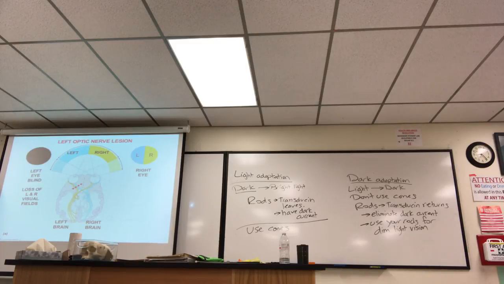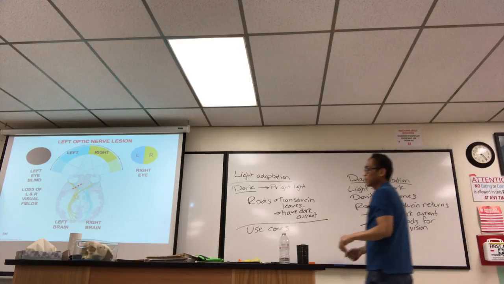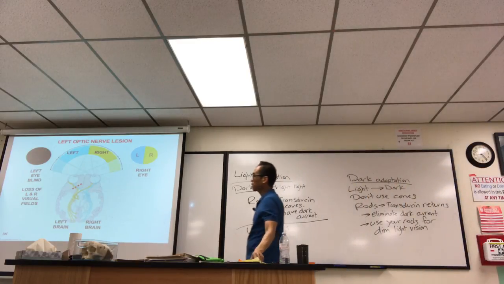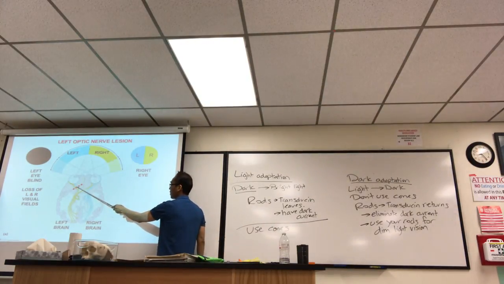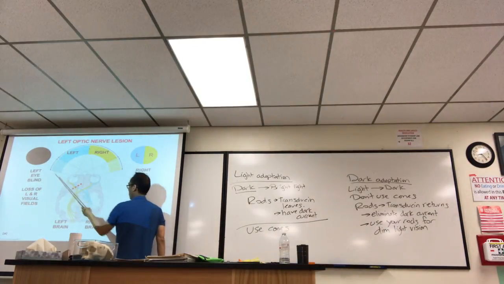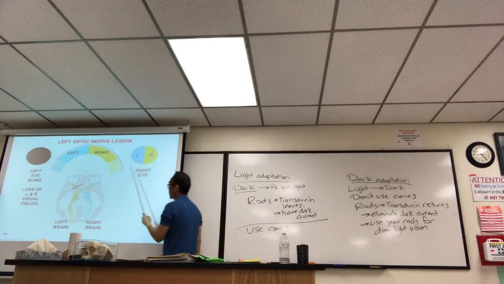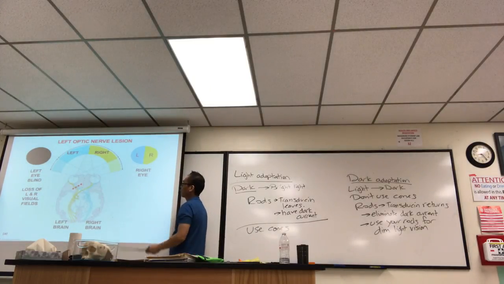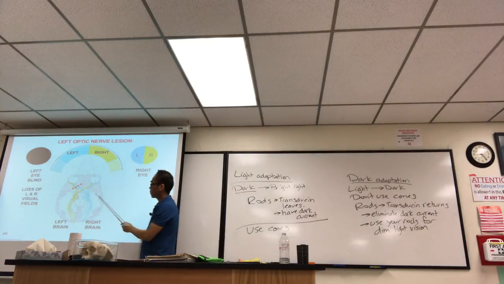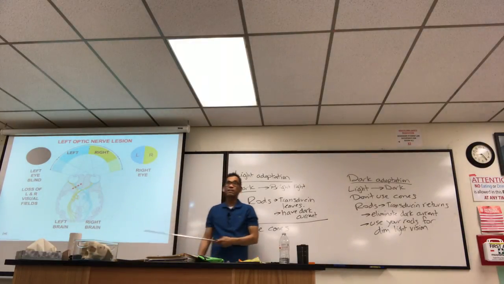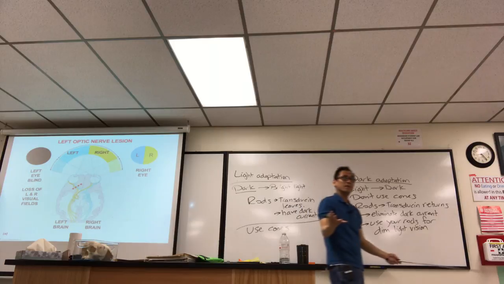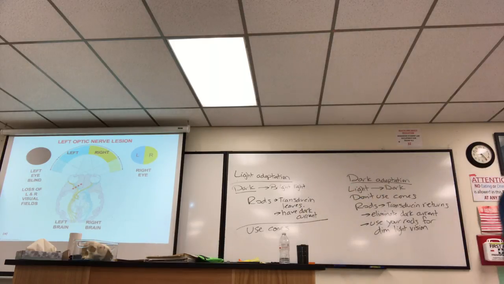See where I have the red line? Let's say, for whatever reason, you're blind in this eye, that you lose information from right and left visual fields in the left eye. However, you retain left and right visual fields for the other optic nerve. If you wanna know what that's like, just close one eye and wear an eye patch all day. See what that's really like.